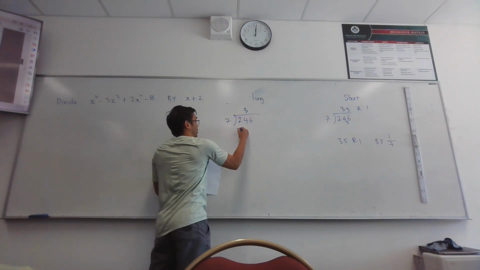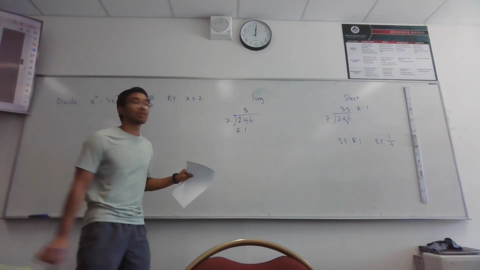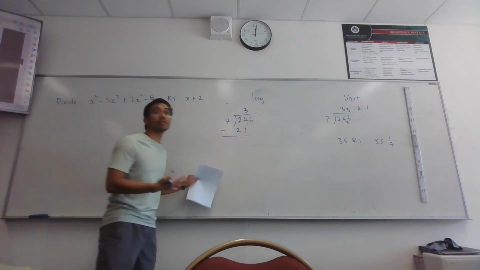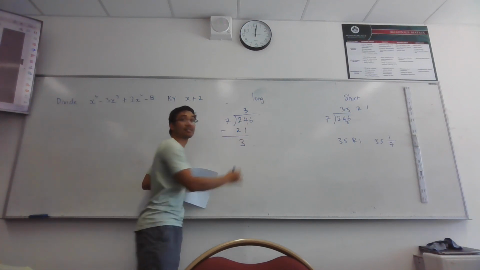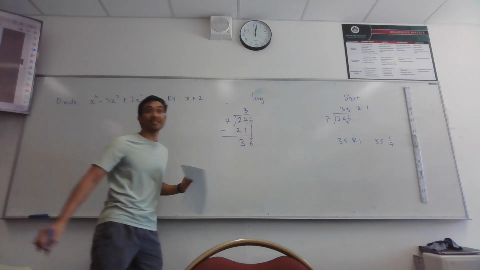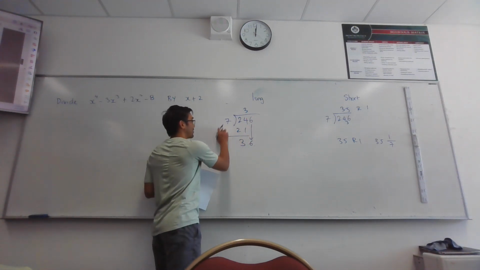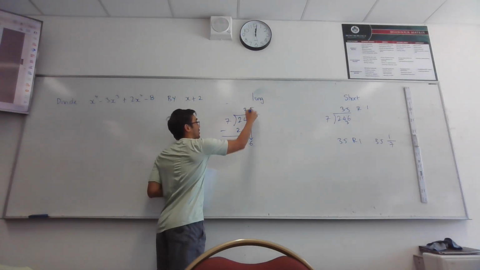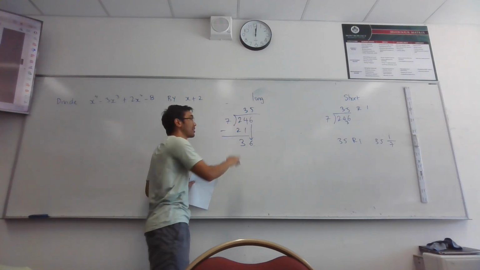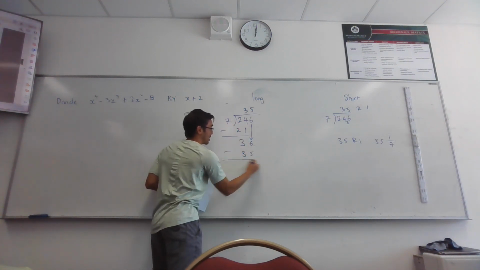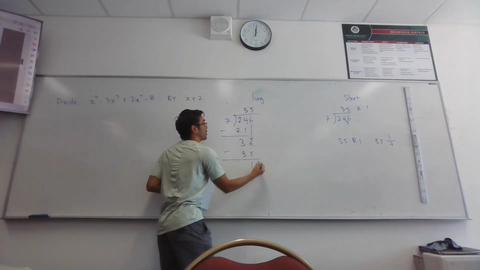3 times 7 is 21. Then you take it away. The 24 take away 21. Then the 3 appears. And then you drop down the 6. The 6 comes down. The 7 fit into 36, 5 times. Before we get to remainder, 7 times 5 is 35. We take it away. Remainder 1. Yeah.